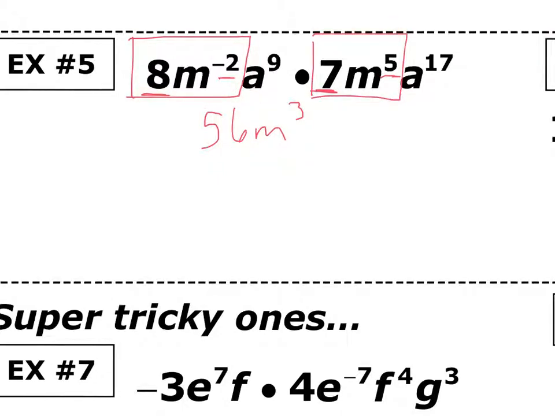Okay, let's do our a's in blue. Since they both have a coefficient of 1, we just take 1 times 1, which is 1, of course, so we have an a. And then 9 plus 17 would give us 26. So 26 for your a's exponent. So your final solution, 56m cubed, a to the 26th.